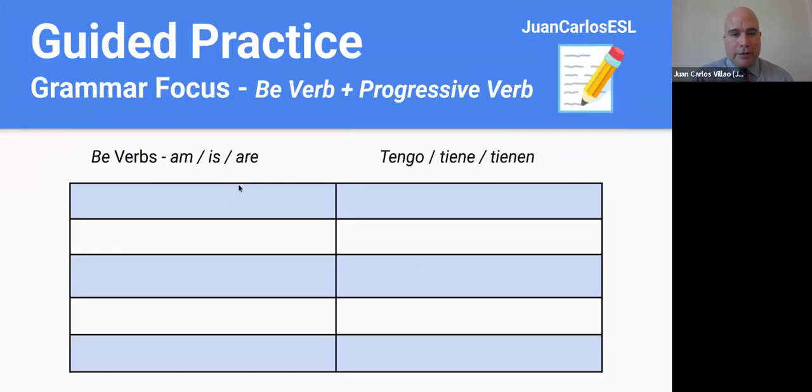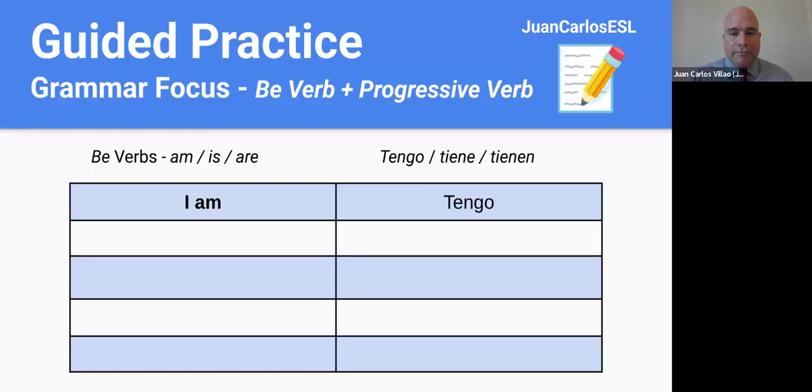So am, is, are. They're the be verbs. You may recall from have and has. But we're going to use that a little bit different in this lesson. So let me just give you an outline.